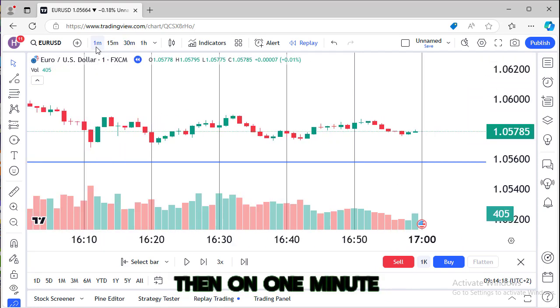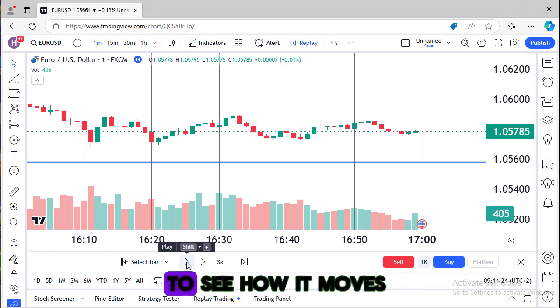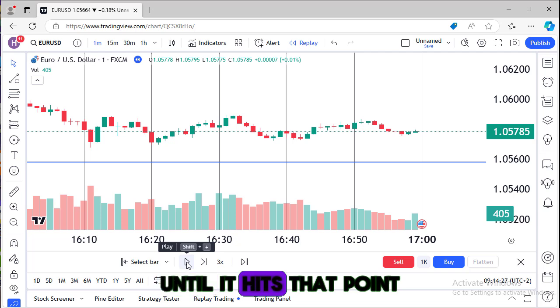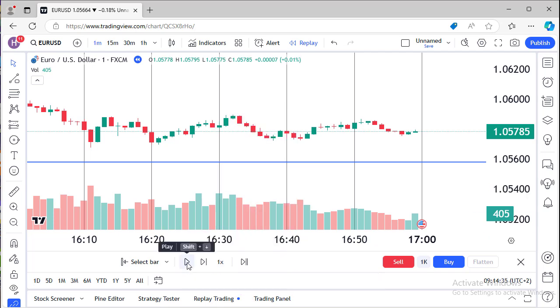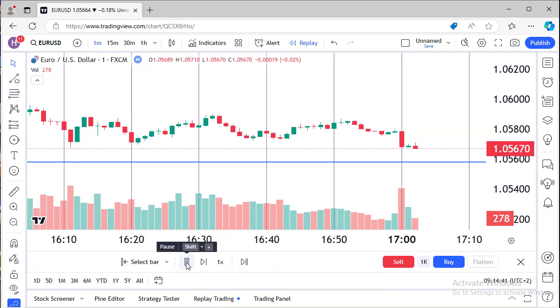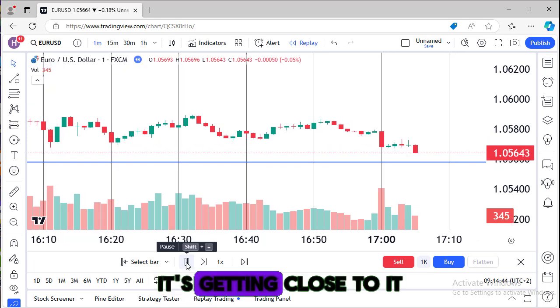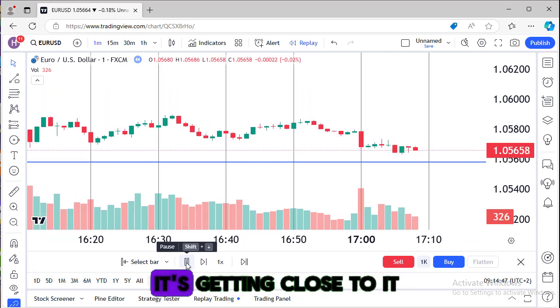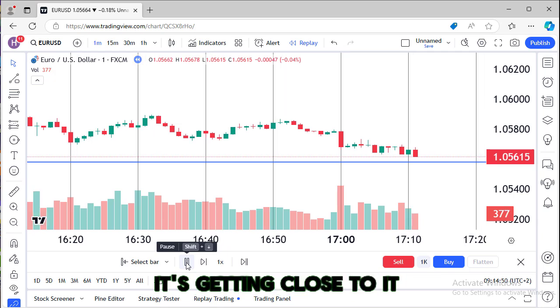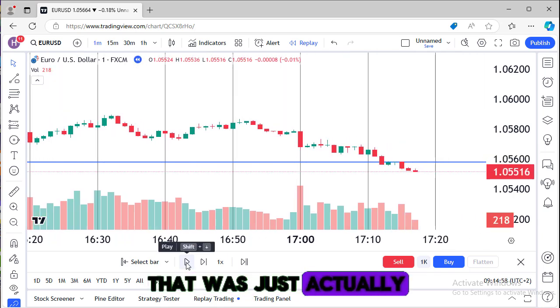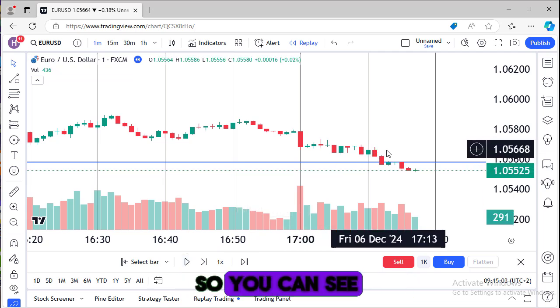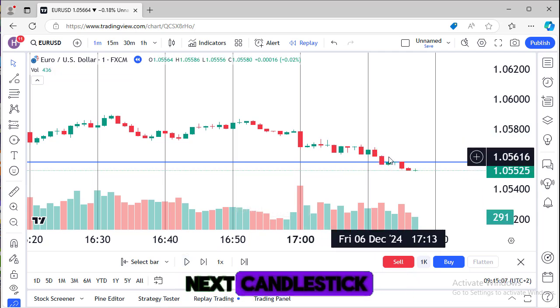Then on 1 minute we now play it slowly, you understand, to see how it moves until it hits that point. Can I go slower? Okay, let me just use 1. Okay, it's moving. It's getting close to it. It's getting close to it. Okay, so let me stop there. Okay, yeah, that's just actually what I wanted. So you can see it hit it, and the next candlestick was a buy.